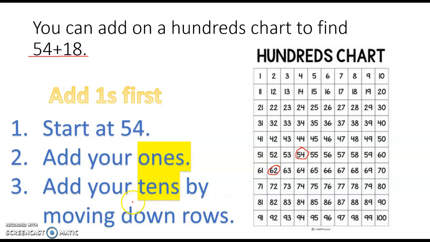Step 3 says add your tens by moving down rows. So how many ones do I have, or tens do I have? I have 1 ten. So I jump down 1 ten, and I get 72.